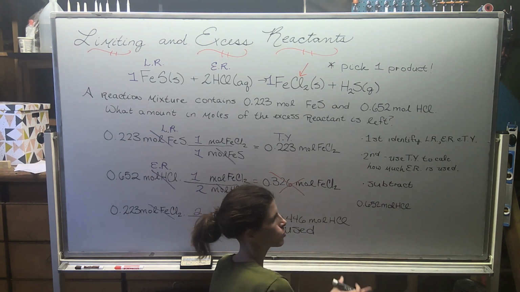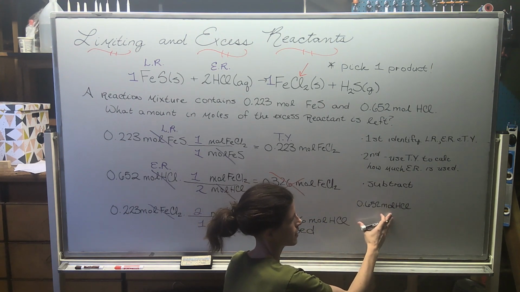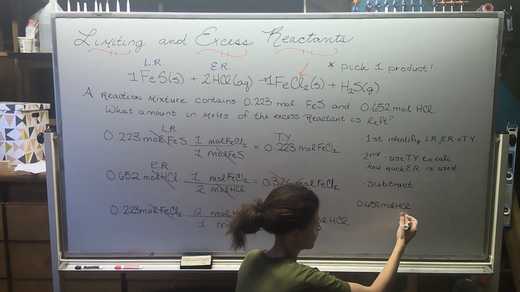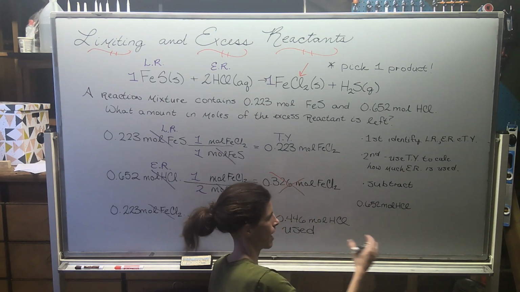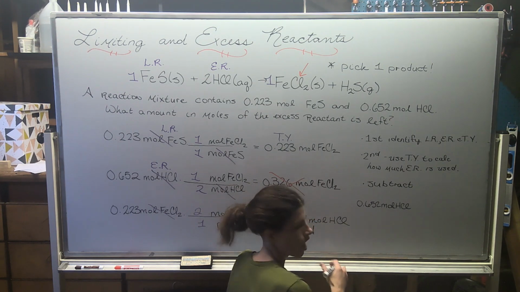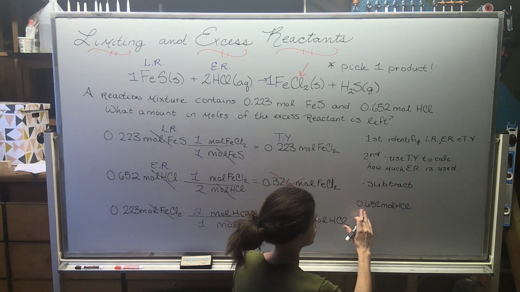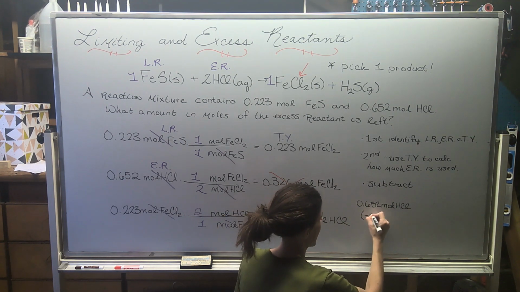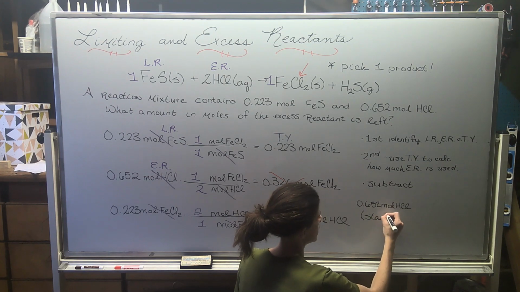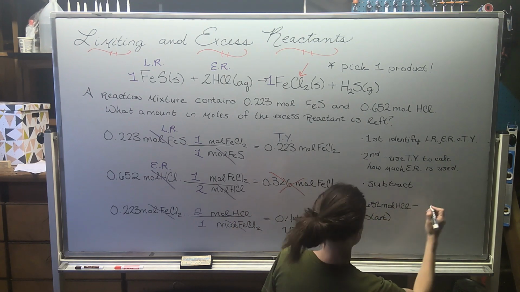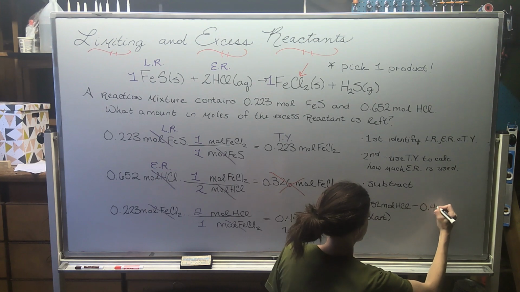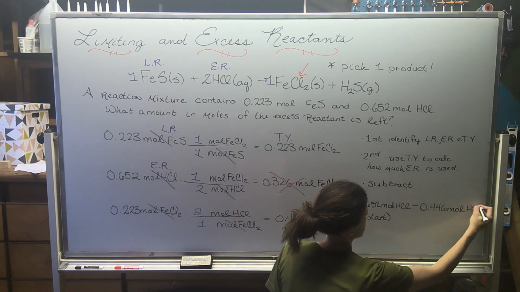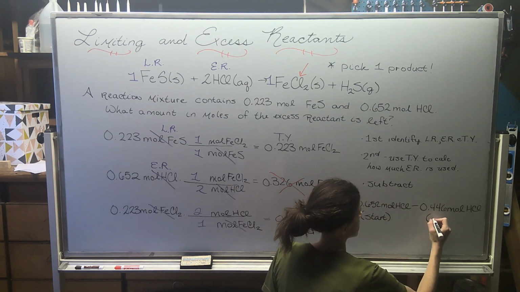So there's going to be problems where it might be more natural to have everything in grams, but then you should be subtracting grams of blah, blah, blah minus grams of blah, blah, blah. Apples to apples, we can't mix and match whenever we want. So we're going to do 0.652 moles of hydrochloric acid. This is how much we had at the start, minus the number we just calculated, 0.446 moles of hydrochloric acid, same units. This is how much we used.